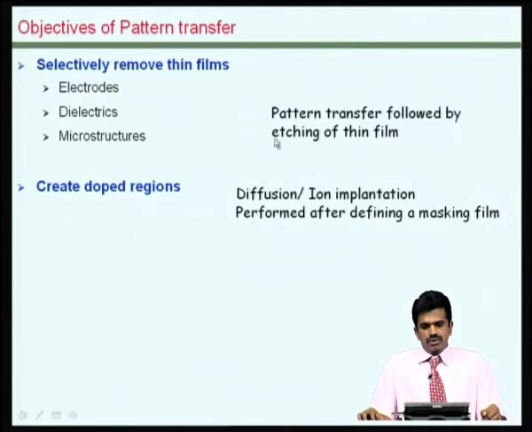It is also sometimes required to create doped regions of various semiconductor materials or layers on the wafer. This is usually done by diffusion and ion implantation, which is usually done after creating a masked film layer which is patterned. And so, in today's lecture we will talk about all these in the context of building microsystems.